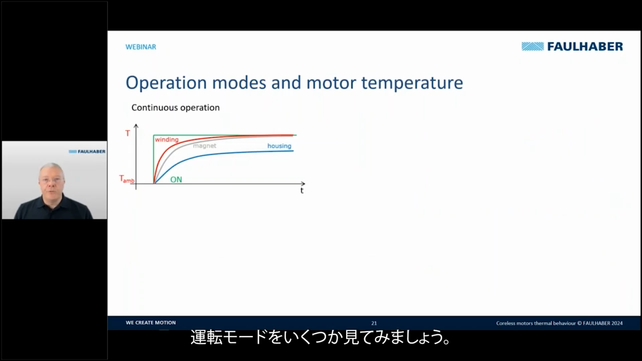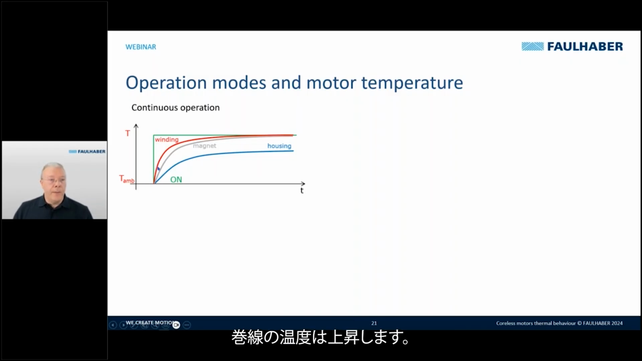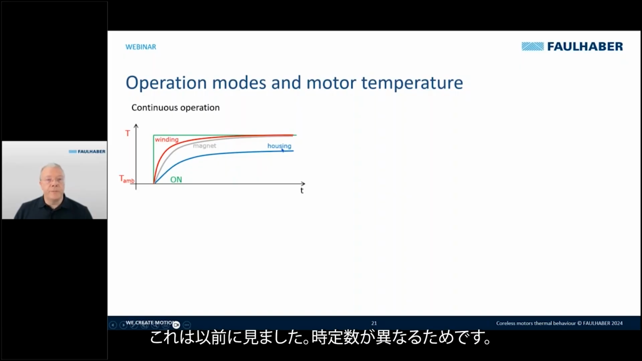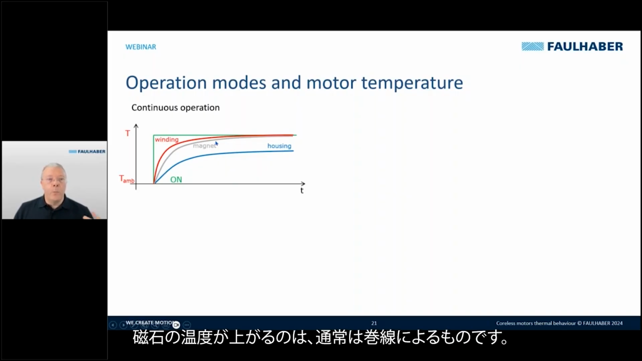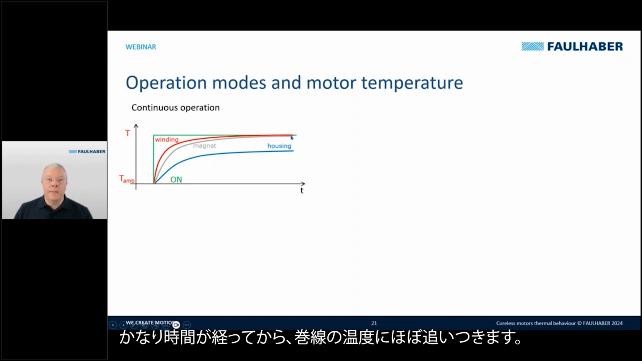Let's see some operation modes and what happens to the motor parts. The temperature when you start the motor in continuous operation, for example, the winding temperature is rising. The housing temperature is rising much slower. We have seen it before because of the different time constants. And the magnet is heating up by the winding. Typically, it cannot dissipate a lot of heat, and we can reach almost the same temperature as the winding after a long time in continuous operation.